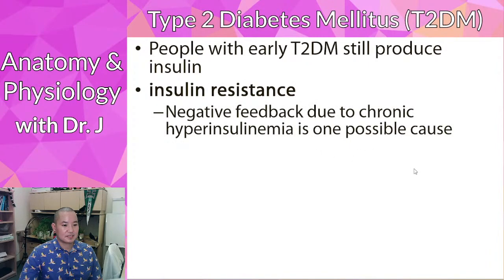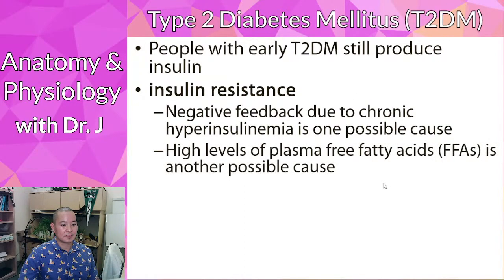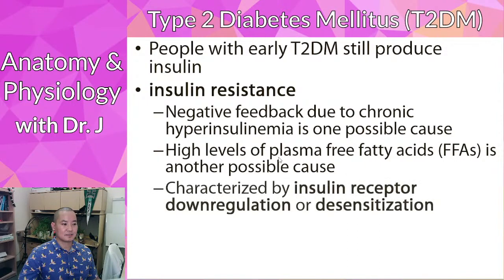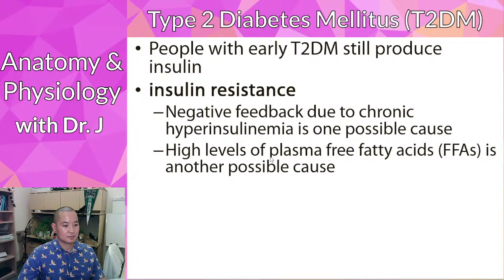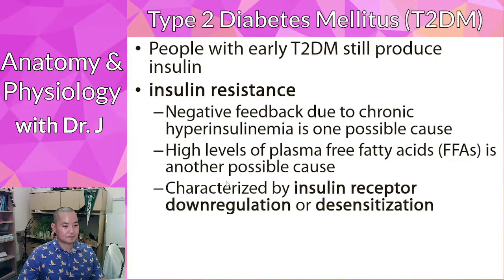So insulin resistance is this negative feedback due to chronic hyperinsulinemia. Actually, there are many ways that you can develop insulin resistance. I just talked about one of them. But it's also affected by other nutrients in the body as well. So free fatty acids and lipids can also cause insulin resistance. So this is also a diet, so potential dietary causes as well.